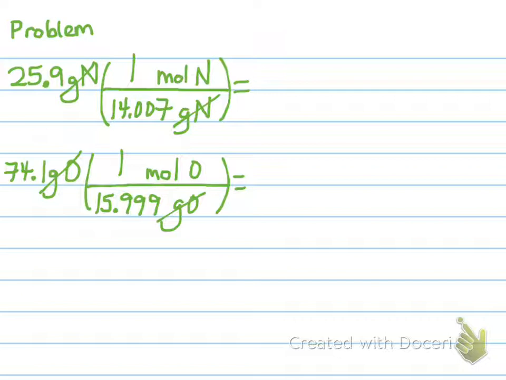So I end up with 1.85 moles of nitrogen. And I'm going to store that in my calculator as A, just because I'm probably going to need that number at some point. And I just keep track of the fact that I've done that. 74.1 divided by 15.999. And with 3 significant figures, I get 4.63 moles of oxygen, which I'm going to store in B.